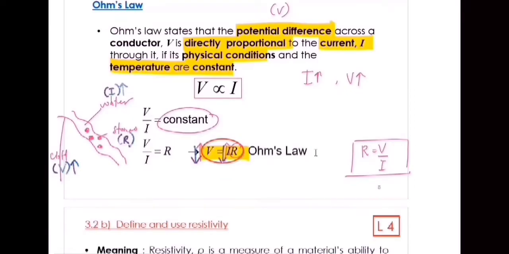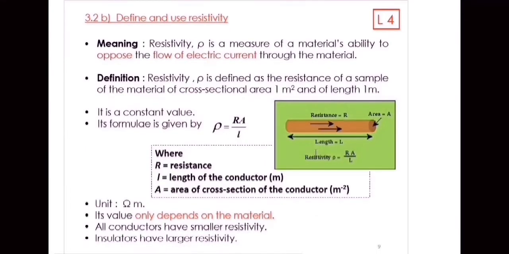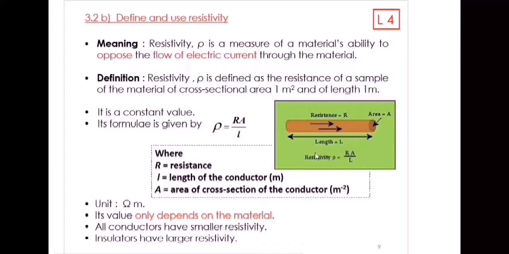Okay, that's about Ohm's law. And then next we go into defining and using resistivity. Now we talk about resistivity. Resistivity is a measure of a material's ability to oppose the flow of electric current.